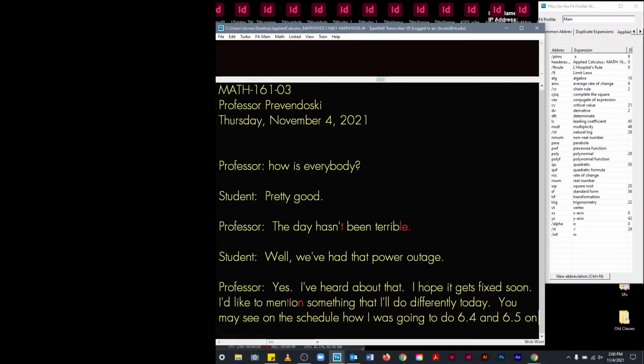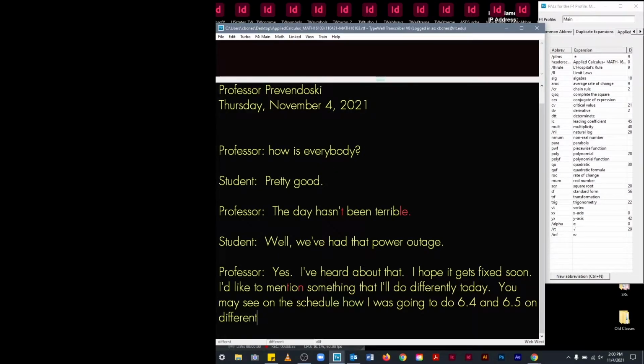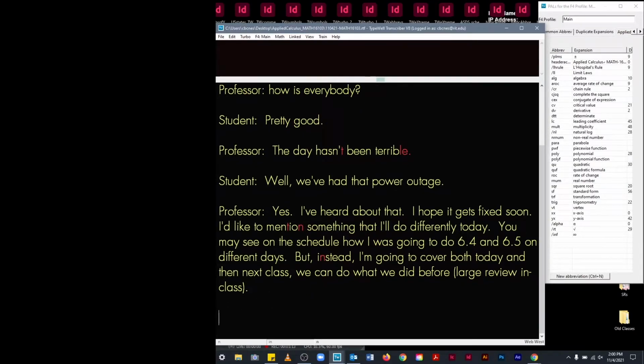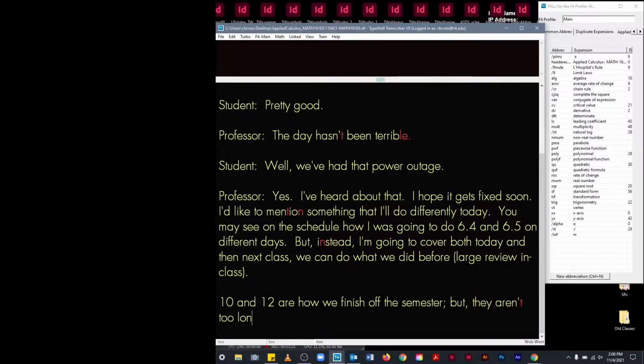And what I'd like to do on Tuesday is just work on problems like I did last time. Just drop a whole lot of problems on you, let you work your way through them, and so on. That will basically wrap up chapter 6. I will spend about 3 or 4 classes on chapter 7. 10 and 12 are how we finish off the semester, but they're not terribly long. So everything should stay on track. We should be in good shape, even with that one day that I was off.